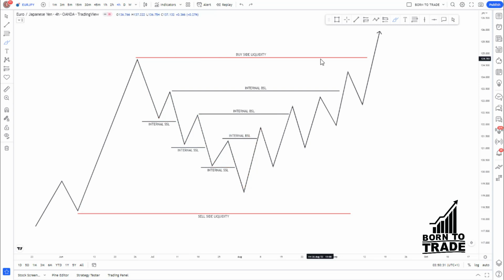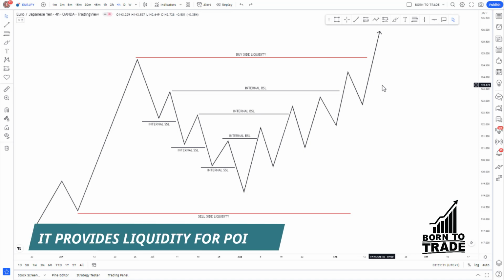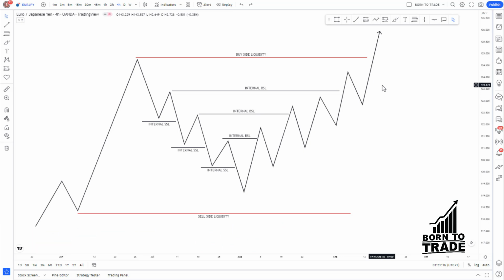Now, why is understanding internal and external range liquidity important? What you need to understand about internal and external range liquidity is that it provides liquidity for POIs. Yes, this provides liquidity for your point of interest. If you watch the video I made about high probability setup, I said something about that being one of my favorite setups, because when price builds liquidity above or below your zone, you understand that that's a high probability setup.